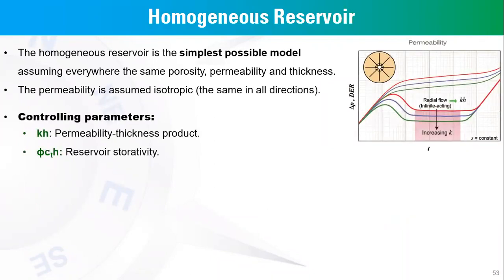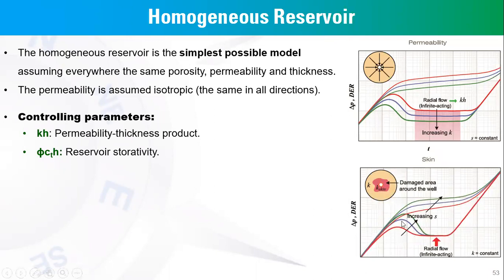So for homogeneous reservoir, as mentioned, it's the simplest reservoir model. We assume we have same porosity, permeability, and thickness throughout the reservoir. The permeability is isotropic, which means the permeability is the same in all directions. So as you can see, this is the shape of the log plot. We have pressure difference and the pressure derivative. We must have a stabilization in the pressure derivative. As you can see, this down movement on this derivative means we have an increase in reservoir permeability. Also, the skin will affect the amplitude of the hump on the pressure derivative. So if we have high skin, we will have a large hump like this model.